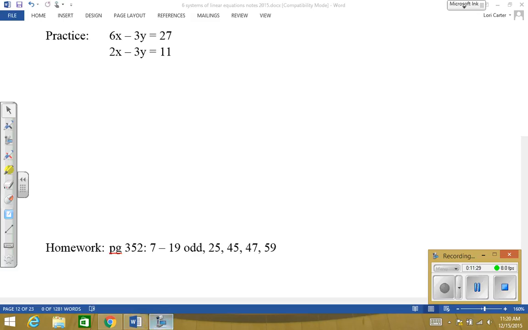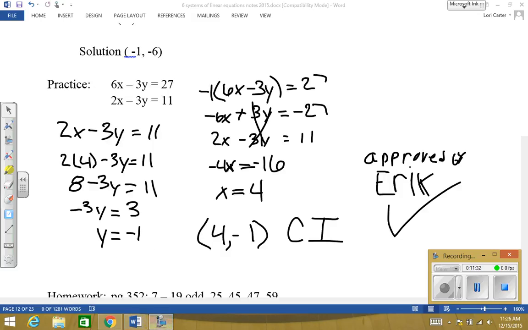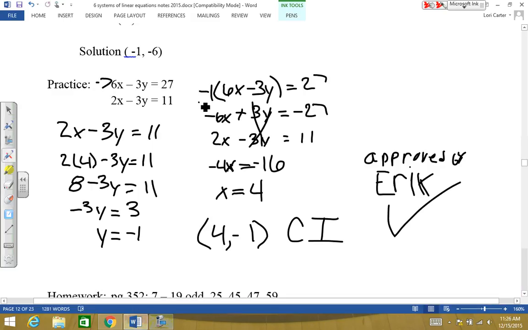Okay, is everybody good? No. Maddie started with the top equation. She multiplied it by a negative 1. She added these two together. Her y's canceled. Negative 4x equals negative 16. She divided by a negative 4. x equals 4. And then she plugged it back into the second equation. Any questions? She did great.